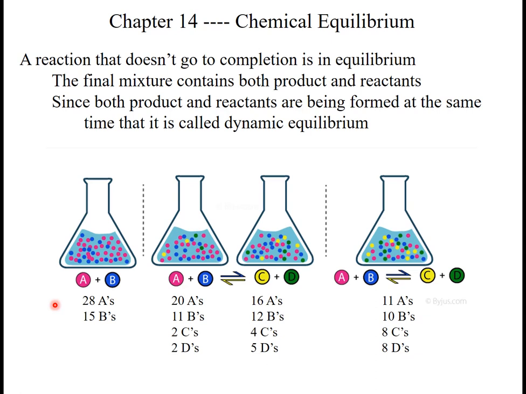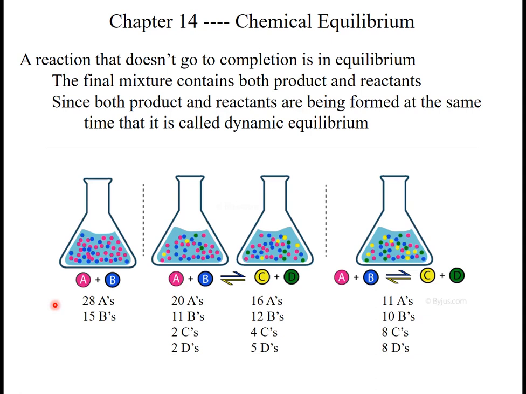Okay, so basically the body has lots of equilibriums, but for this context, think about the blood and the O2 level. Very seldom does the blood have 100% oxygen or 100% carbon dioxide. It has a mixture of those two things, and so that's an equilibrium. So an equilibrium is characterized by the final mixture, or what's in the flask, I should say, after it reaches equilibrium, containing both products and reactants.